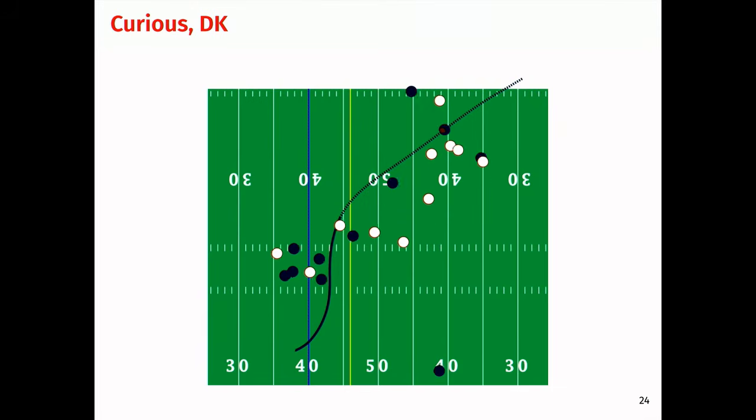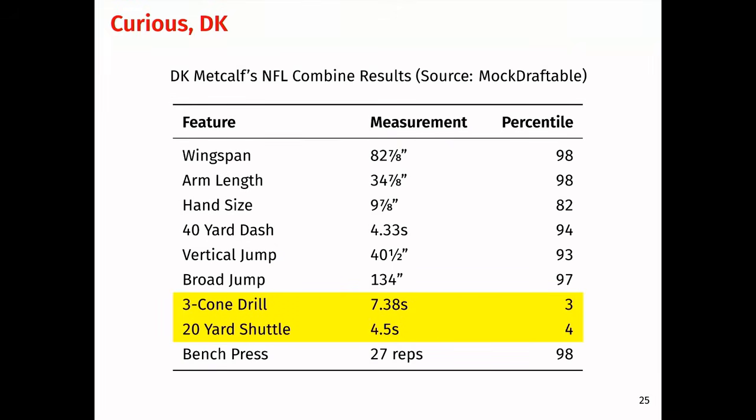And in addition to this clip, we also have different measurements for DK Metcalf at the NFL Scouting Combine back in the day. And we see that Metcalf is a freak athlete who ranks high in all areas across the board, like the 40-yard dash, the vertical jump, etc. Except the two agility drills that I mentioned earlier, the 3-cone and the 20-yard shuttle, where he ranks in the very bottom percentile.